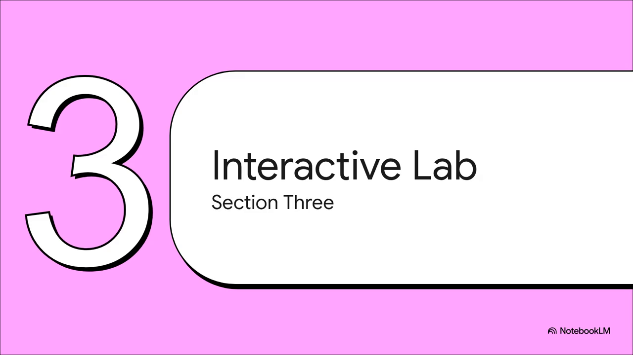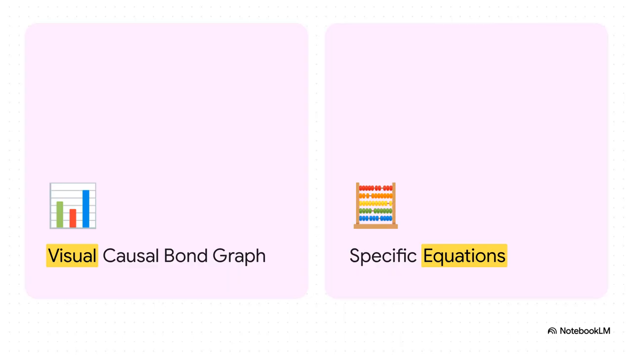Section 3. Inside the interactive lab. Let's mentally step into a laboratory where we can actually see this process happening in real time. Picture an interactive lab environment designed to teach this very concept. You've got a split-screen setup. On the left side, you map out your physical system using a visual causal bond graph, where every component and energy exchange is accurately represented.